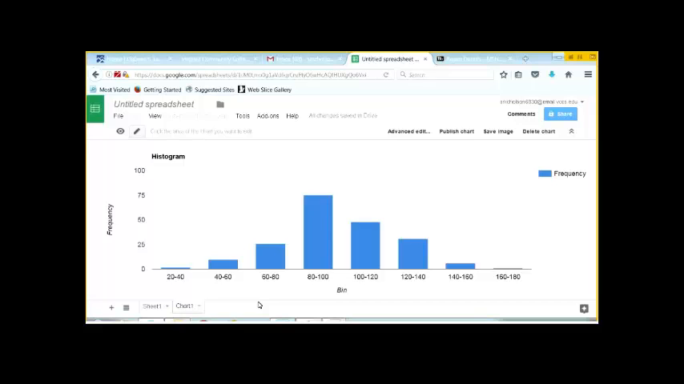Anyway, so this is a histogram. The median and the mean are within this class, which, like I said, for a normal distribution is expected.